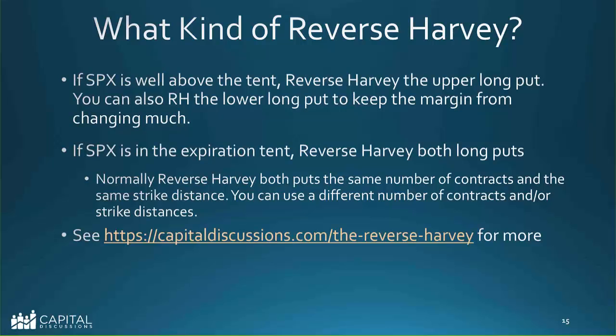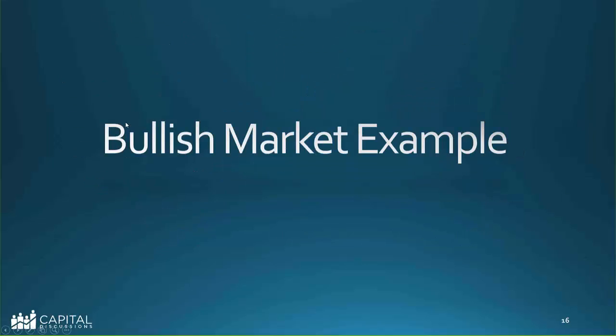If the SPX is in the tent, we tend to do both longs because you want to keep it more symmetric. And then I did write an article about the reverse Harvey on our public site. If you just go there and search for reverse Harvey, you can find it, or just use that link directly. So let's go through a quick bullish example.